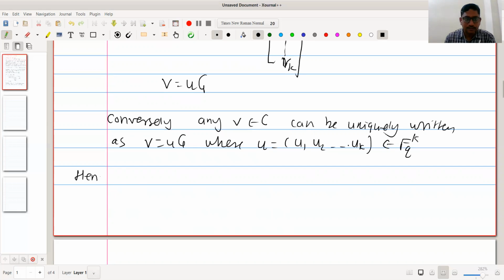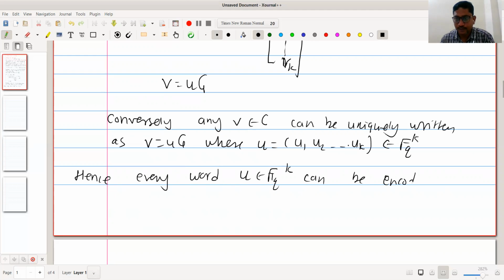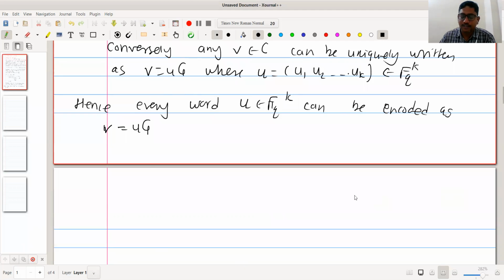So what it means is that every word u from Fq^k can be encoded as V, and this V is given by u times G. So u is encoded as V. The process of representing u of Fq^k as a code word V equal to uG in C is called the encoding process.